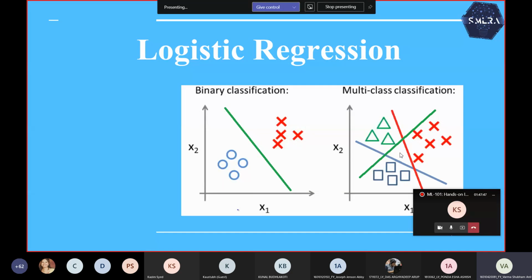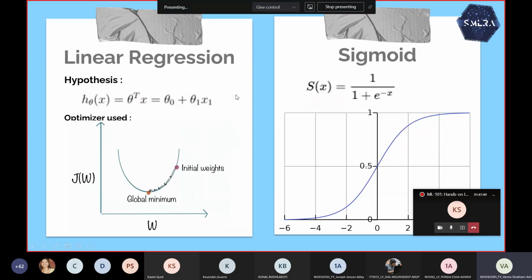So now let's move ahead. Just a minute, guys. As we saw in linear regression, we have our hypothesis.